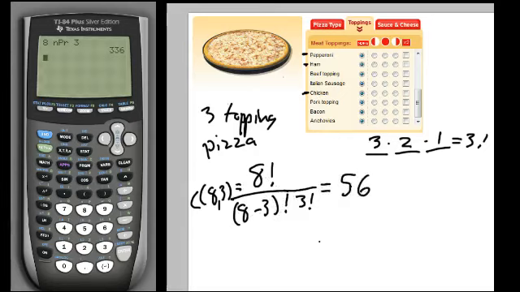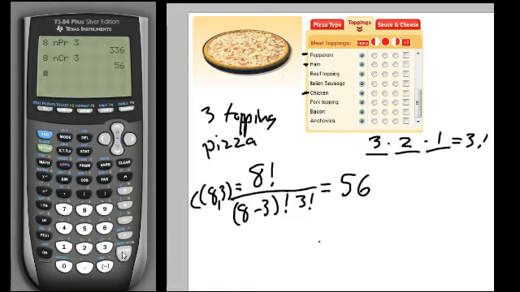Which we can also do in our calculator. So the way we would do this one in the calculator is very similar to the permutation. We'd hit 8, and then we'll hit the math button, over to probability, down to combination, nCr, and then 3, and that of course gives us 56.